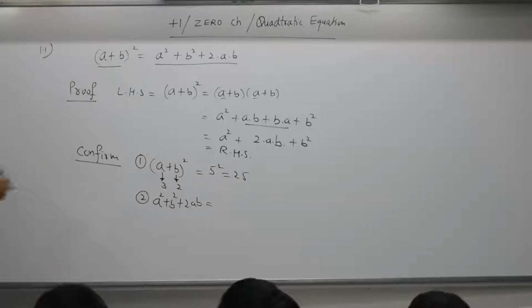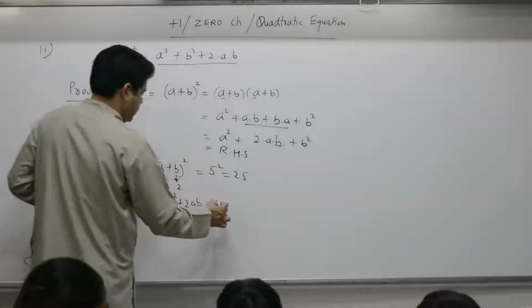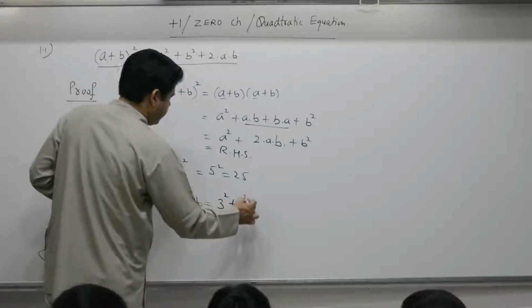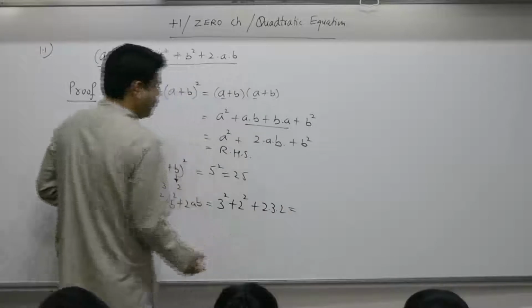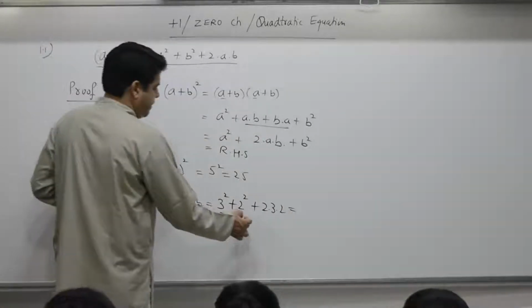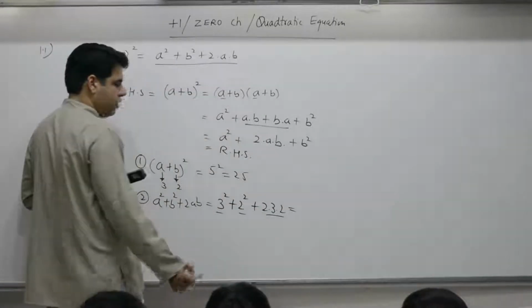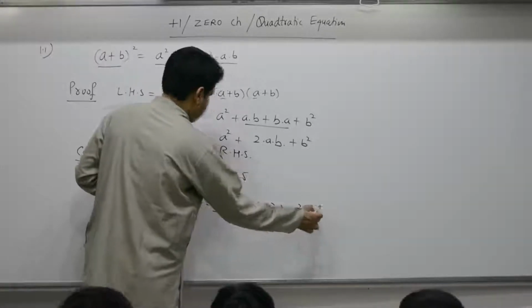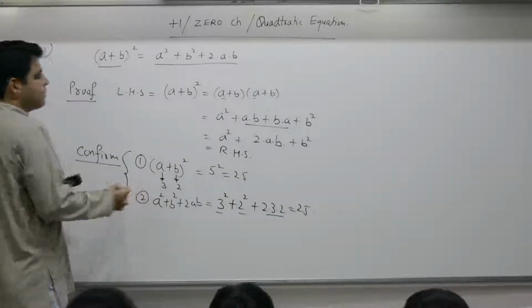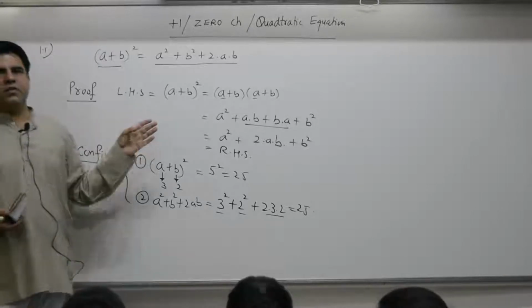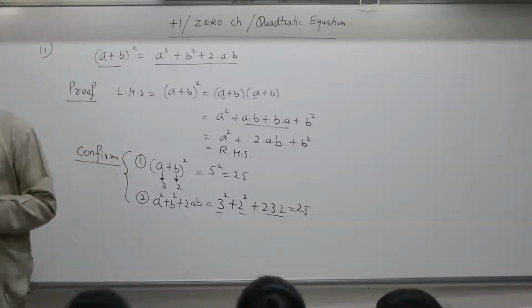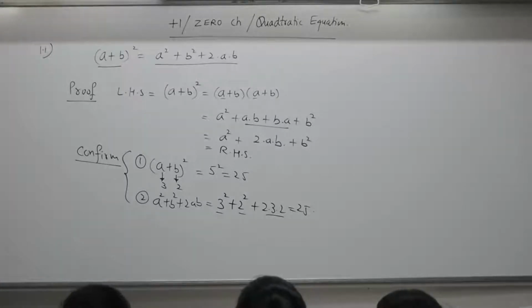Same. A square, 3 square plus 2 square plus 2 into 3 into 2 comes out to what? 9 plus 4 plus 12, 25. This is what we mean by the term confirmation. So, proving this formula is part of maths class, but we will have confirmation only.